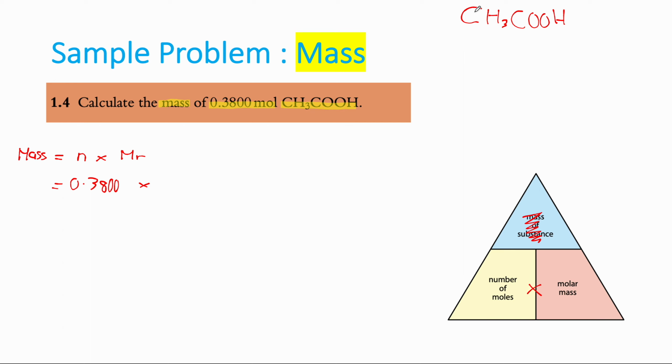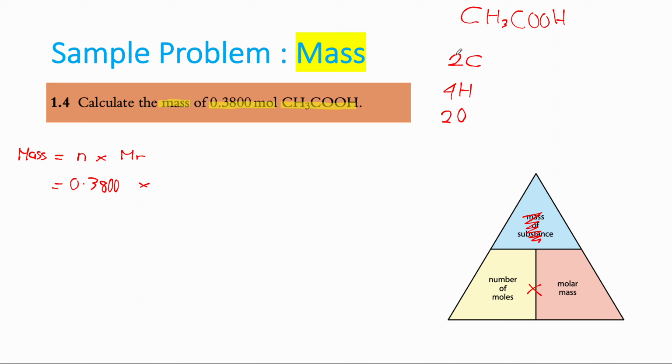How many C's do we have? We have 1, 2. So we have 2 C's. And how many H's do we have? We have 1, 2, right? So we have 4 hydrogens, so 2 carbons, 4 hydrogens. And how many oxygens do we have? We have 1, and we have 2. So 2 O.